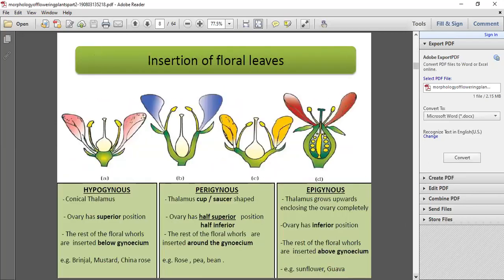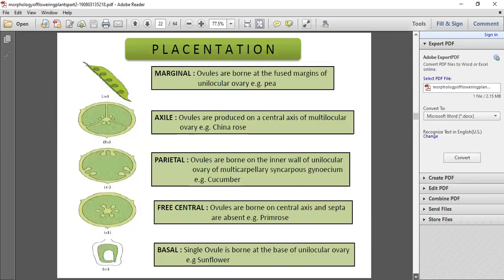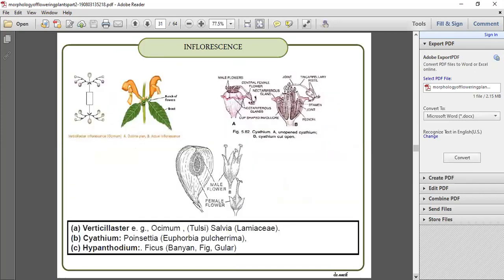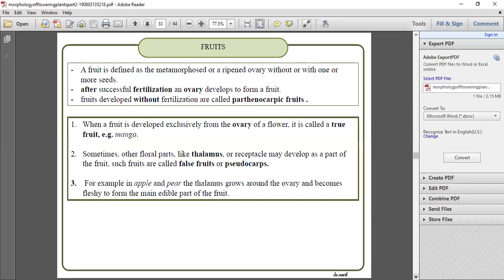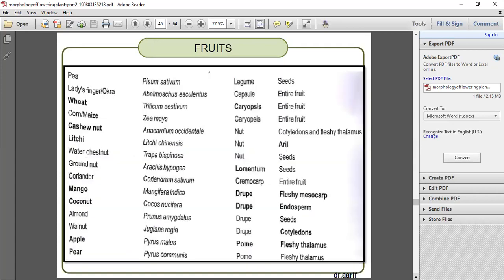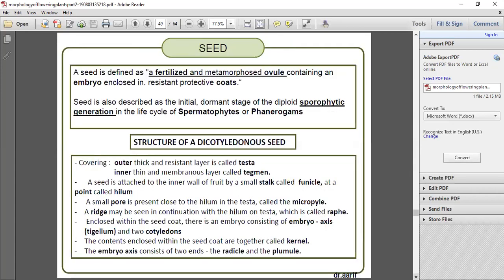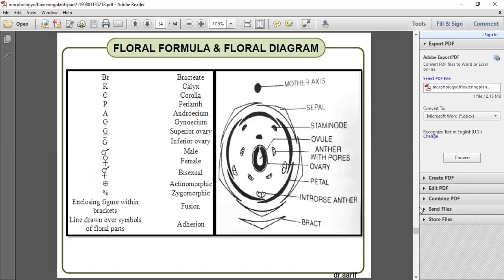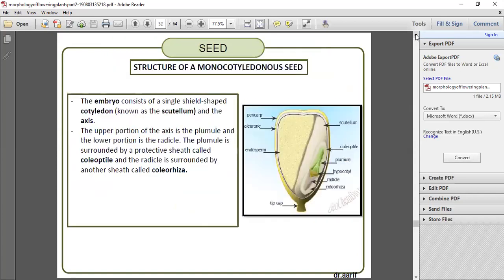So we studied these parts. I guess no one has any doubt regarding this. We studied different types of inflorescence. We studied different types of fruits in our last lecture. Anyone, any doubts? Class? We also learned about the monocot and dicot seed. We studied about them. So as no one is saying anything, I am moving ahead.